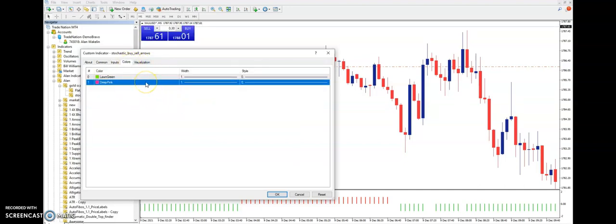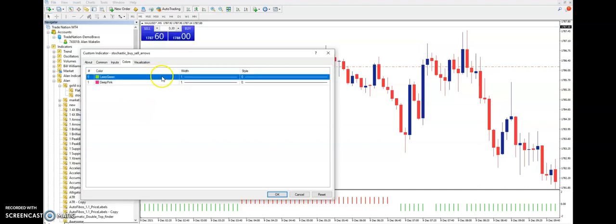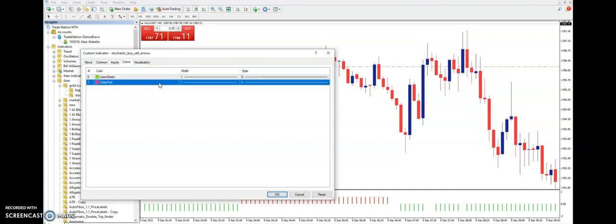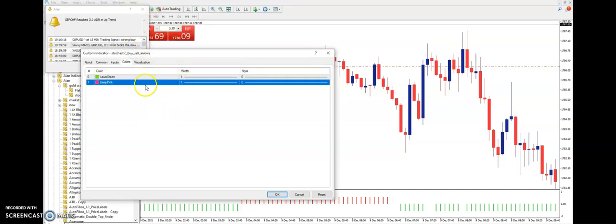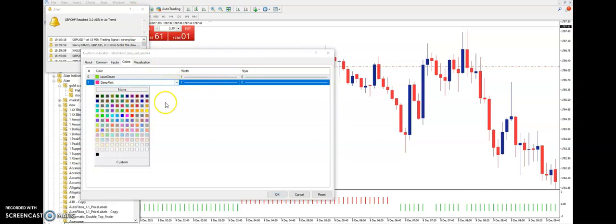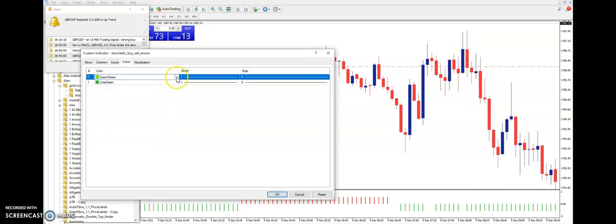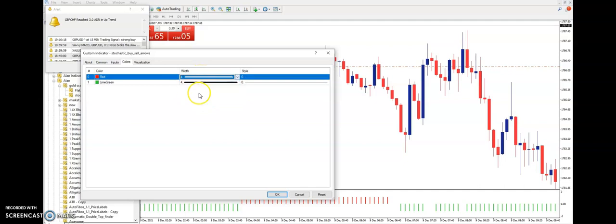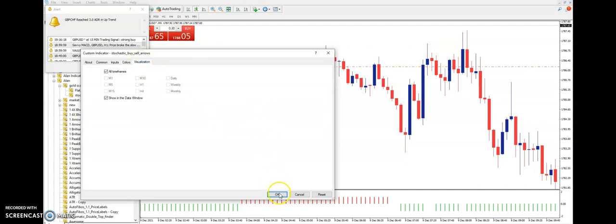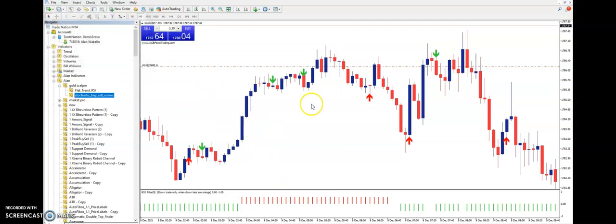I go to colors and I say that the color for the top I want to be red, and the color for the bottom I want to be green. So I change it from deep pink. I change them because I'm going to be buying at the bottom and I'm going to be selling on the top. So I change it to red on the top and lime green on the bottom. I'm then going to put the size at a 3, or at a 4, sorry, so that I can actually see the indicators, and voila, they are on.